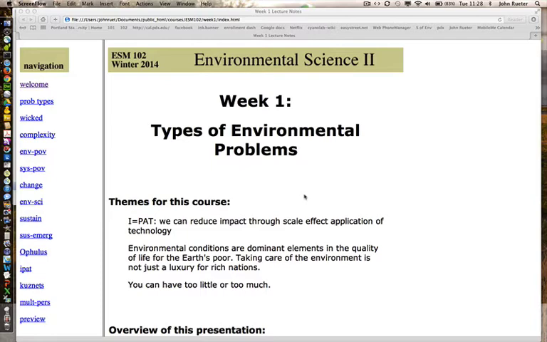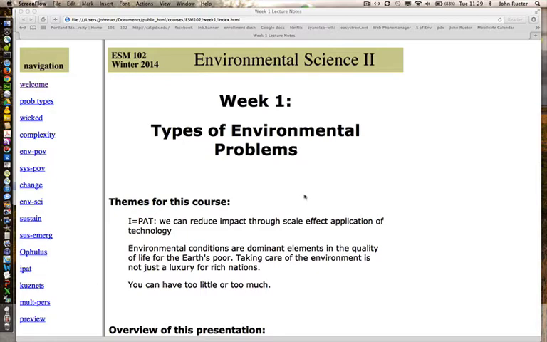The other thing is we're going to focus more than you might in other courses on environmental conditions in communities and at the individual level, and how this could also be translated to helping out the Earth's poor who live in rural or urban areas and are directly impacted by the environment.